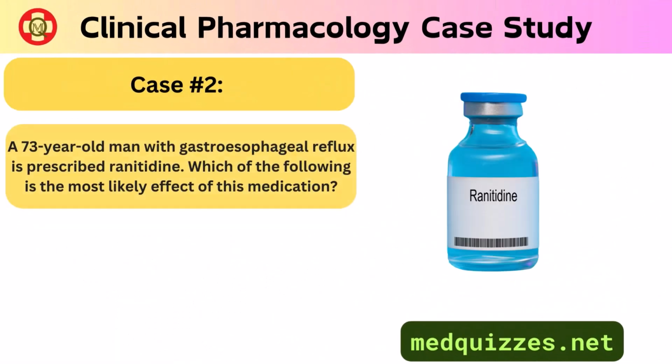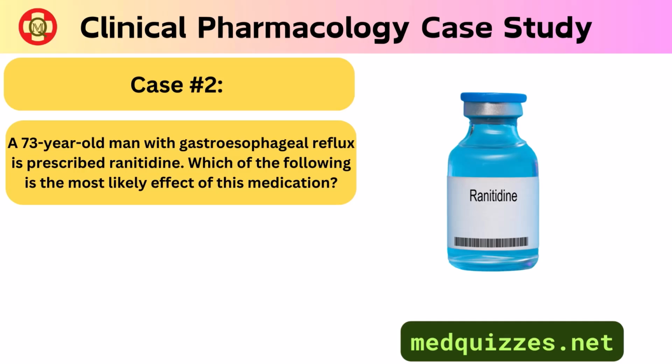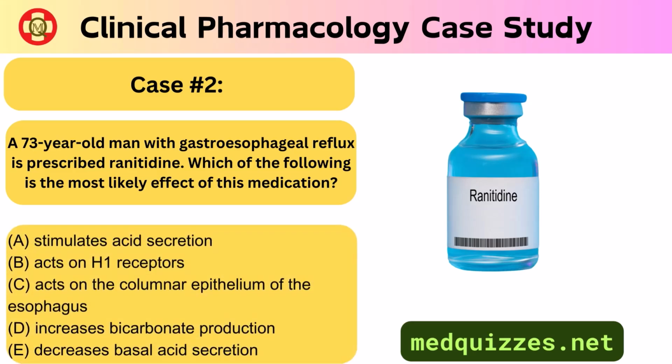Case 2. A 73-year-old man with gastroesophageal reflux is prescribed ranitidine. Which of the following is the most likely effect of this medication? A. Stimulates acid secretion. B. Acts on H1 receptors. C. Acts on the columnar epithelium of the esophagus. D. Increases bicarbonate production. E. Decreases basal acid secretion.